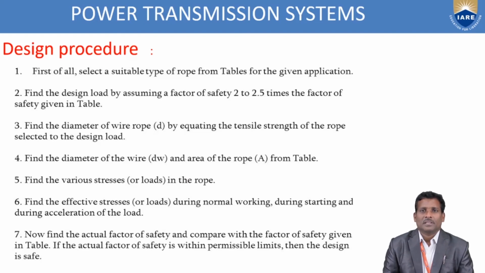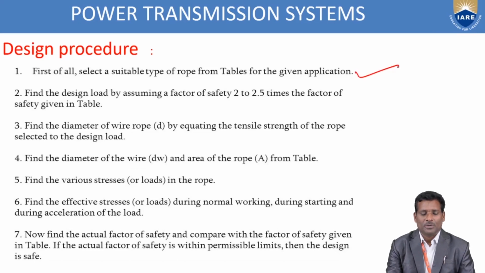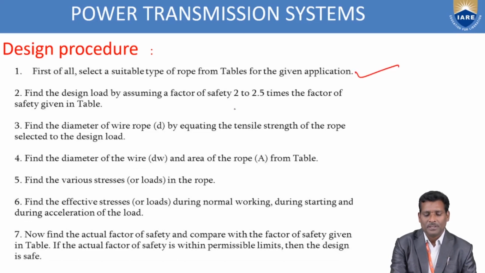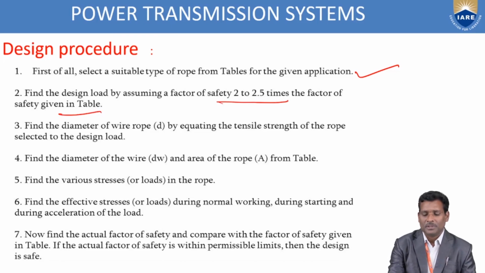Next we will see the design procedure. The first step is to identify the suitable type of wire rope from a table. You take the table from a design data book or handbook for a particular application. The second step is to find the design load by assuming a factor of safety of 2 to 2.5 times the factor of safety given in the table. Suppose in the design data book the factor of safety is 7 for a particular application.